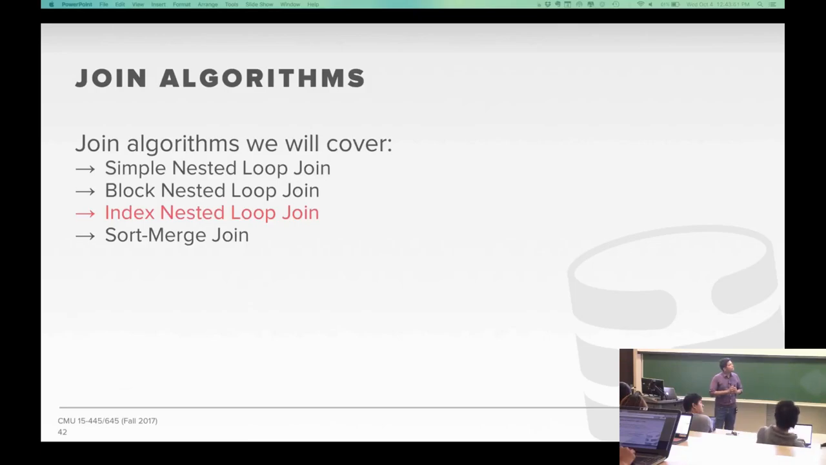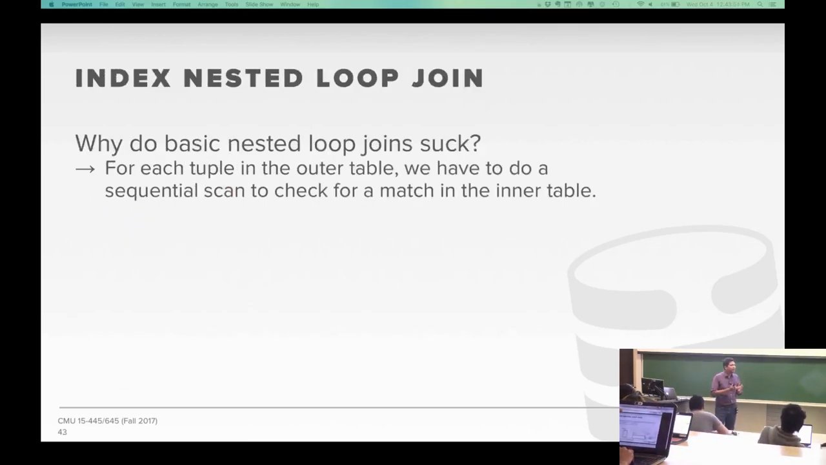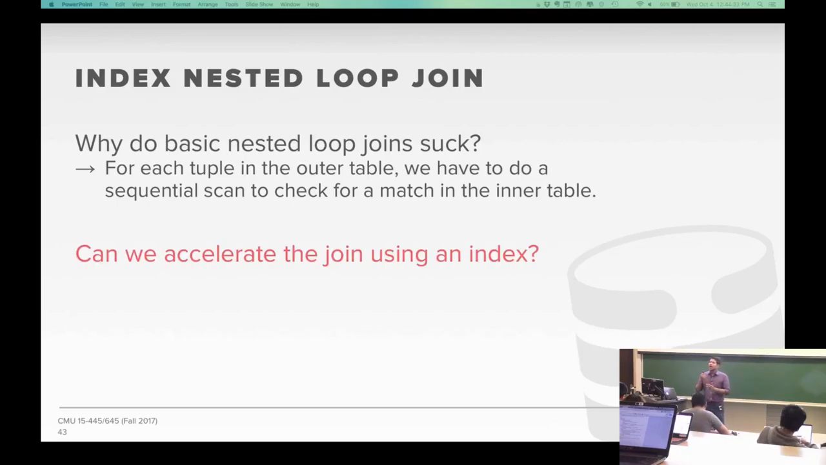But these algorithms can actually perform badly compared to when you have an index. If you actually have an index, then doing a sequential scan is very expensive. Why not just make use of an index? The reason these basic nested loop join algorithms are not so good is that for each tuple in the outer table, you end up doing a scan over the inner table. You can improve things by using the block abstraction or multiple buffers, but at the end of the day, you still do a sequential scan. But what if you actually have an index? How can you accelerate the join operation?